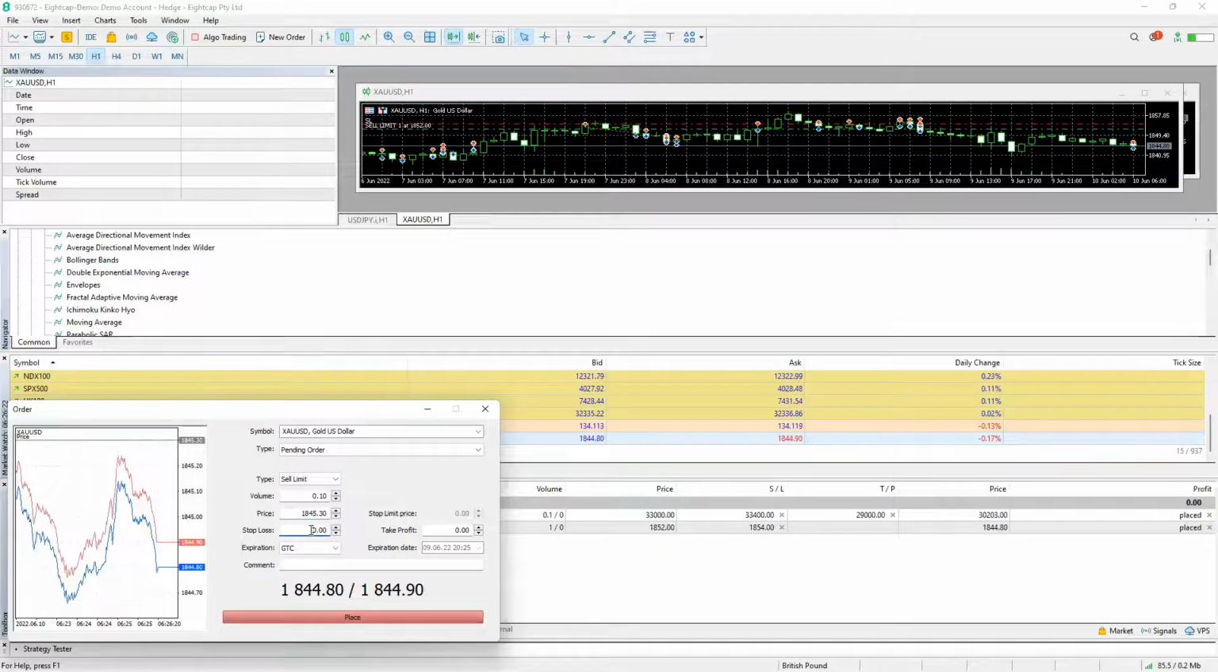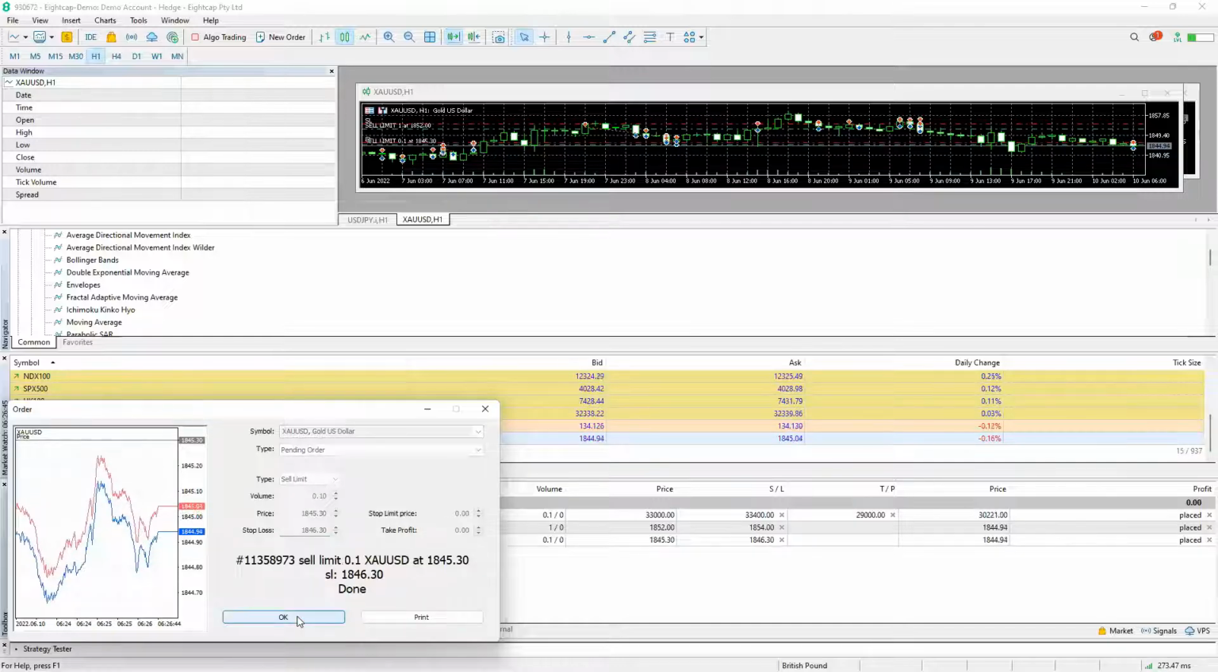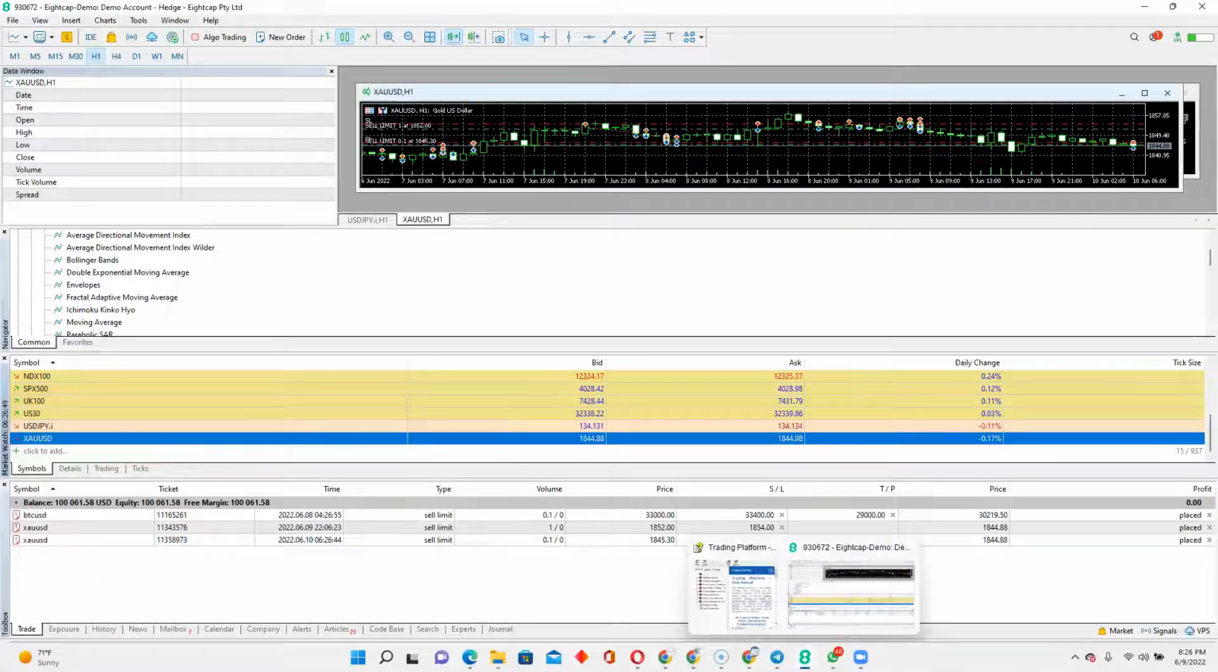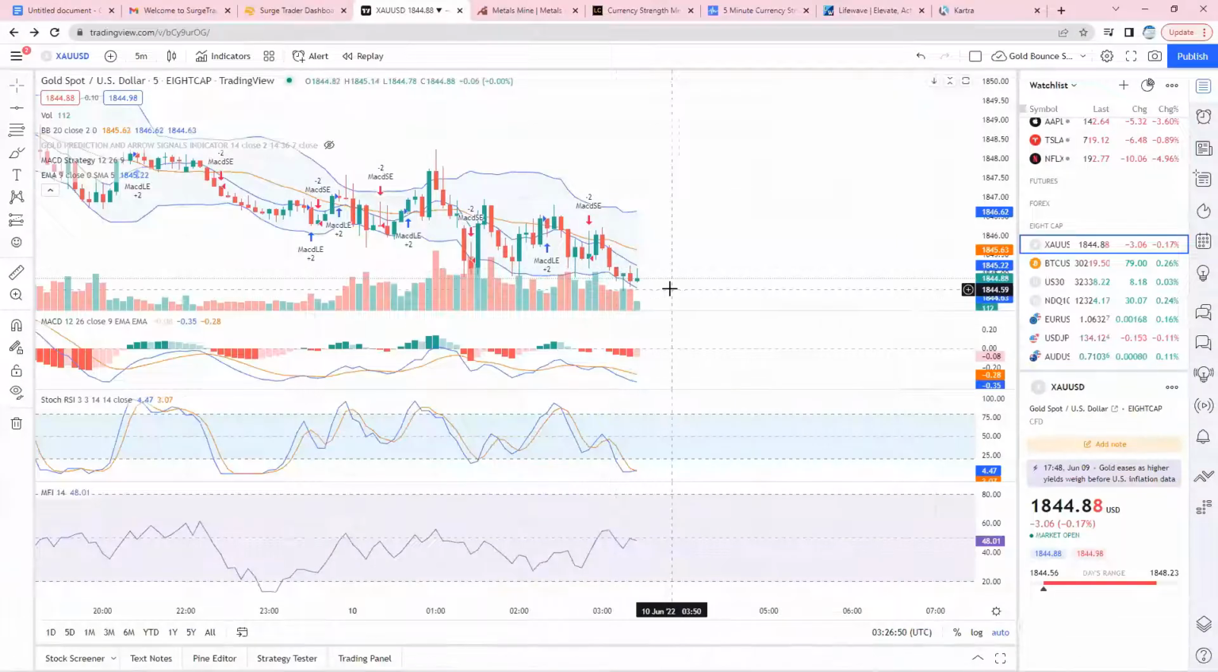And we want our stop loss to be at 1846.30. And it needs to go up a little higher. It's not around there yet. So we can place our order. This is going to be a placed order. And when it goes up to there, it's going to trigger our trade to get in. Let's go back. Let's look at what's happening here.